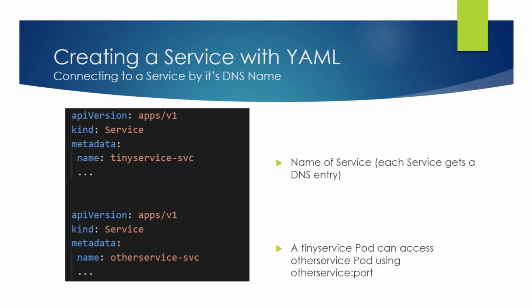So in this case, a tiny service pod could access this by using just the word other-service, and then calling whatever the port is, and now you don't have to worry about the IP addressing and memorizing those. It makes it much easier because IPs first off aren't the easiest to work with, especially if they change.